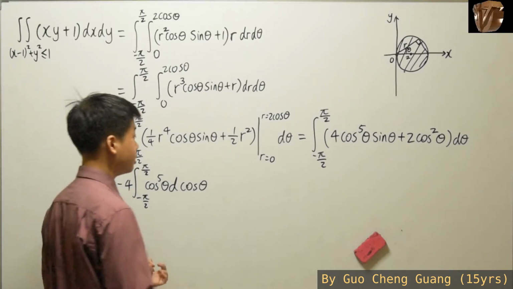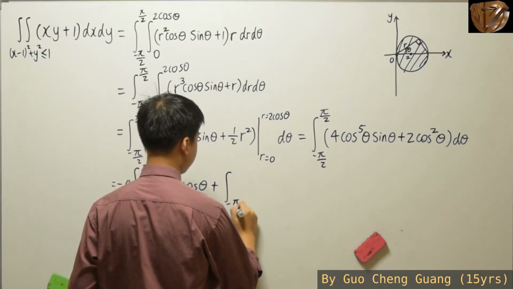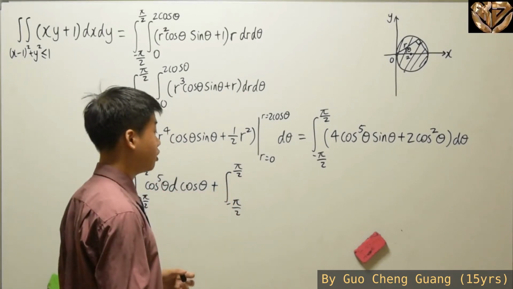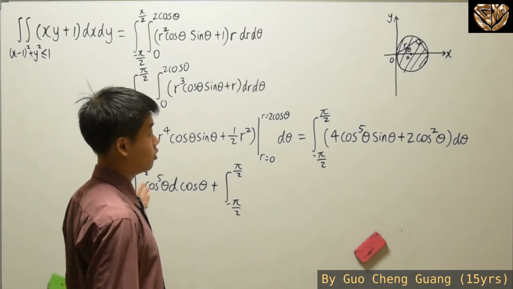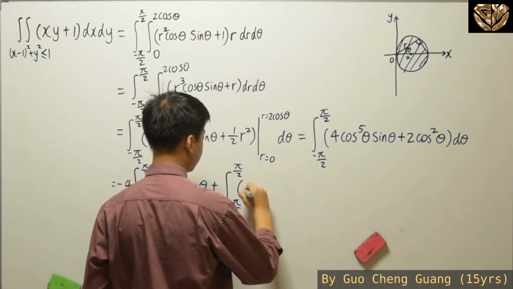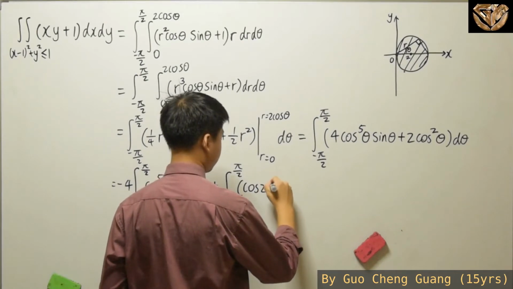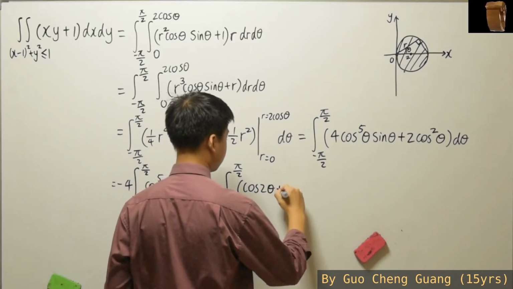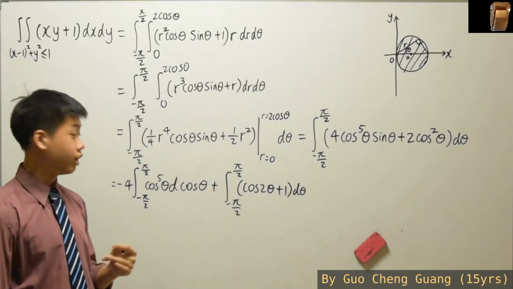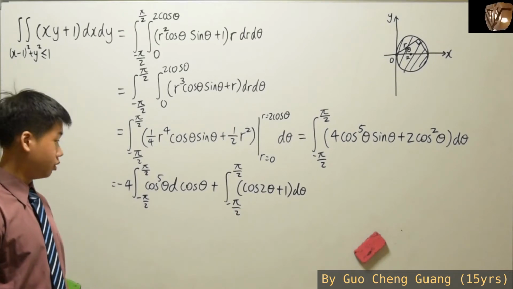Now in your second term, if you know the double angle formula for cosine, which is cosine 2 theta equals 2 cosine square theta minus 1, then 2 cosine square theta is just cosine 2 theta plus 1, and then d theta. So this is what happens when you use your double angle formula.